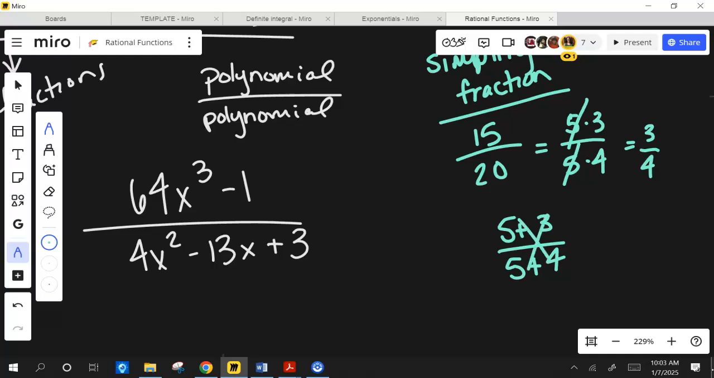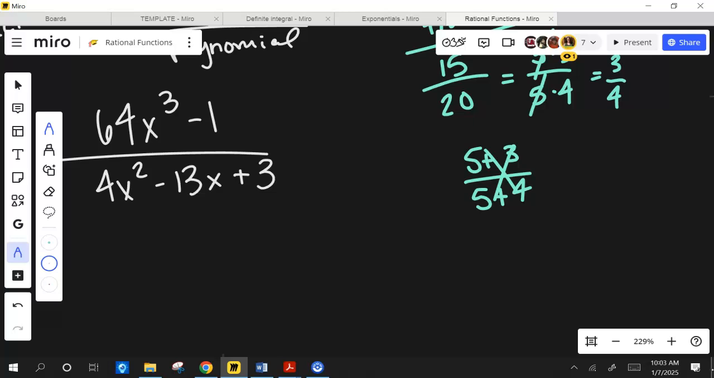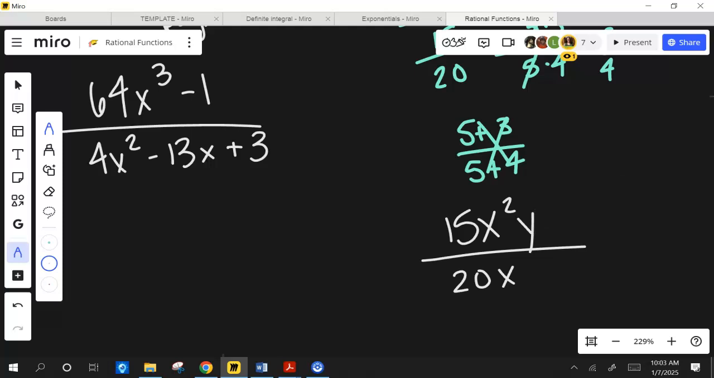Now if I throw some variables in there with it, let's say it was 15x squared y over 20x. Now what do I take out? A 5x this time, right? Because if it's in the top and the bottom, I can cancel them both, right? So then I'm left with 3xy over 4. Y'all remember all this? Okay.